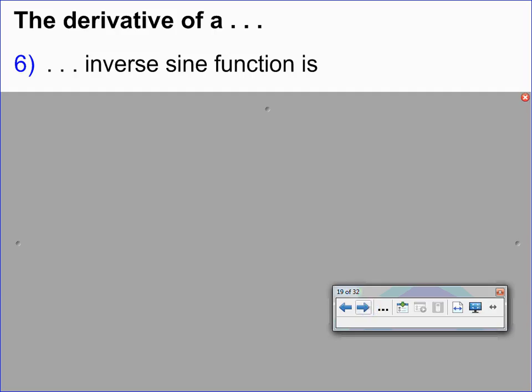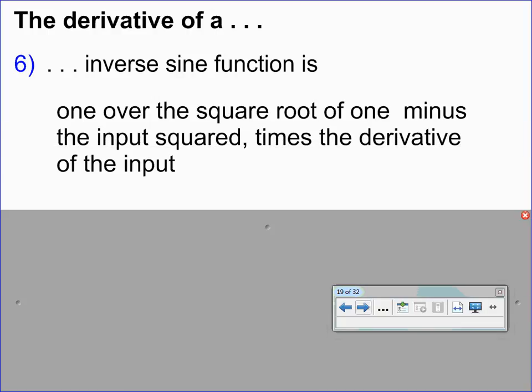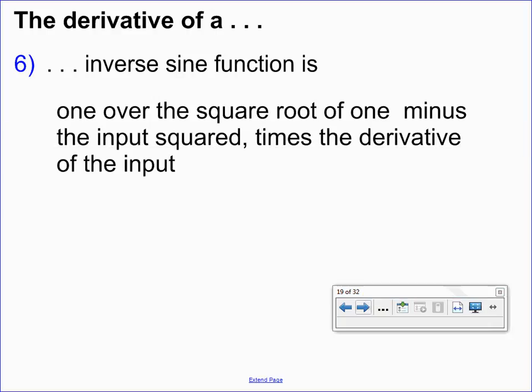The derivative of an inverse sine function is, in words, inverse sine. Number 9. 1 over the square root of 1 minus the input squared times the derivative of the input. Yeah, you're correct. Good job.